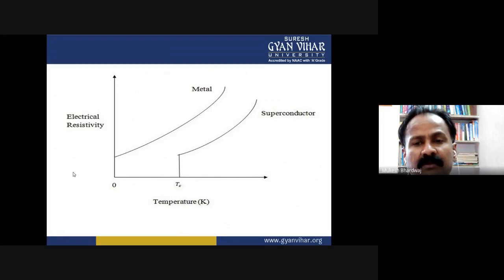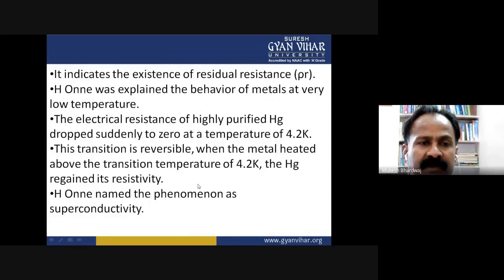But if I talk about the superconductors, at the critical temperature, which is shown in the figure as Tc, the electrical resistivity is shown as in the figure. It indicates the existence of residual resistance, that is rho r.